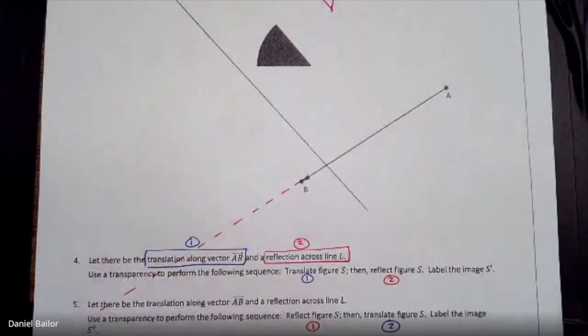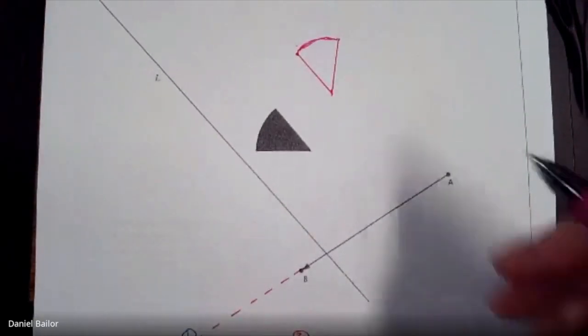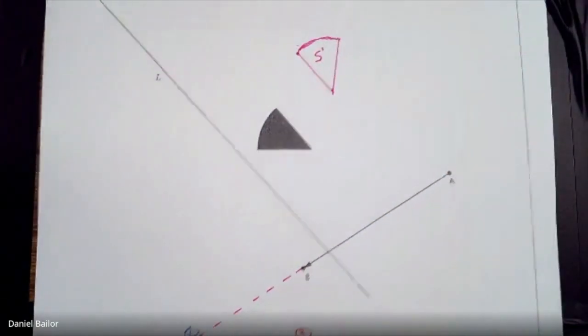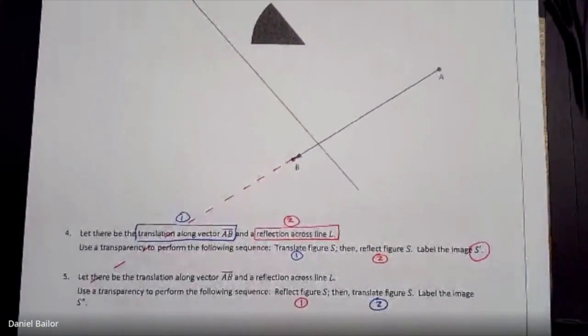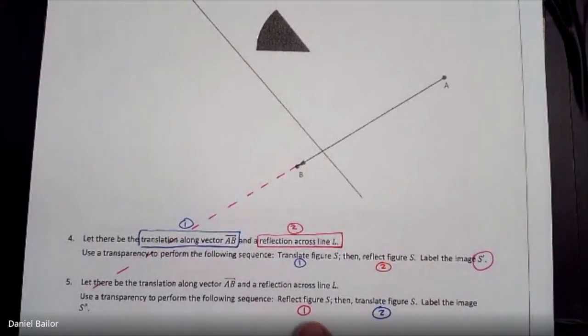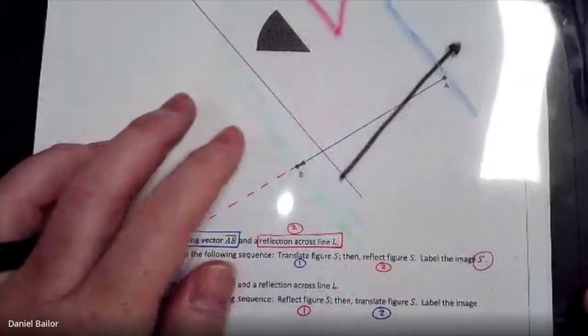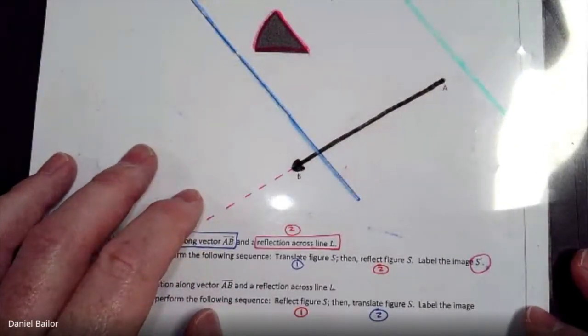Now, number 4 tells us to label the image S prime. So I'm going to take this, and that is S prime. Now I'm ready to do it again for number 5, except for remember the difference for number 5 is I'm going to reflect first and then translate. So let's get this all set up.